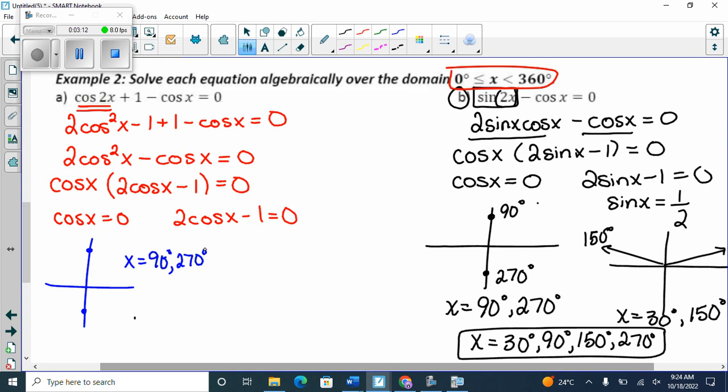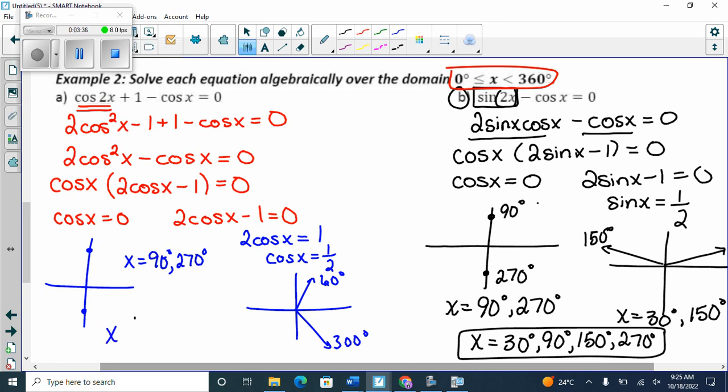And then this one, I'm going to get 2 cos x equals 1. Cos x equals a half. So where's cos positive a half? Here and here. Is that 60 and 300? So I have x equals 60, 90 degrees, 270 degrees, and 300.